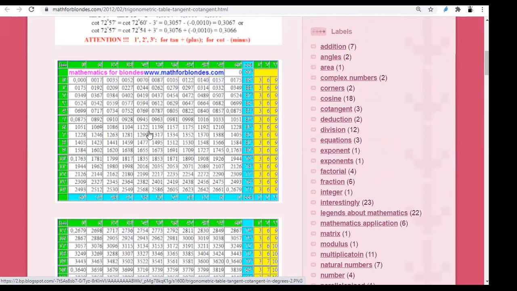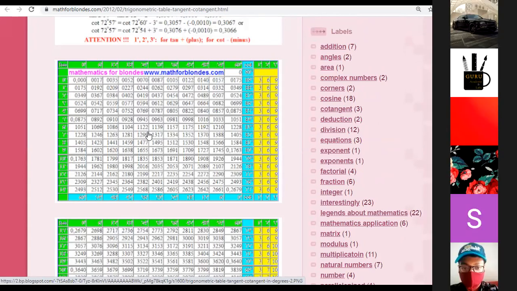So if you are only ISC folks, you are allowed to use calculator. Otherwise, all the others, you don't have calculators. So you have to use this kind of tables. So go and buy the tables quickly.